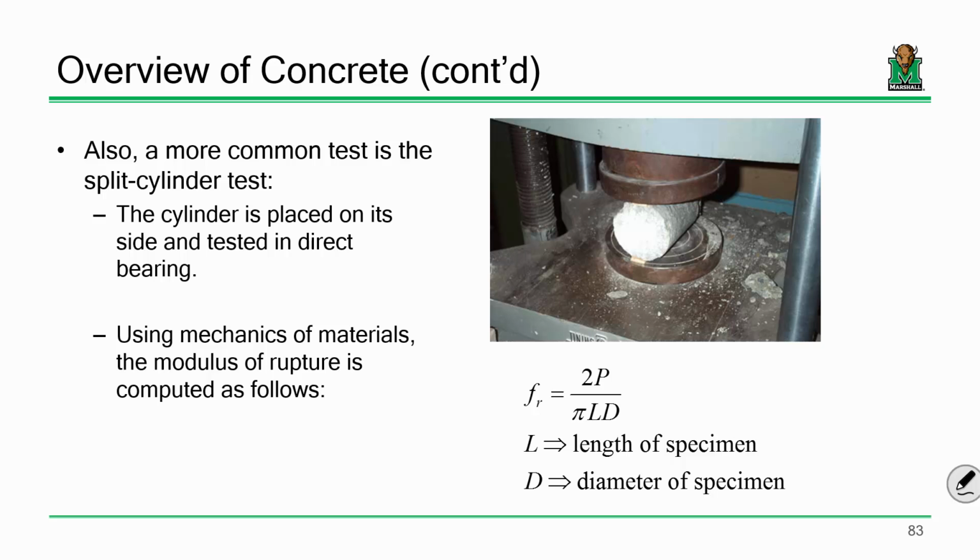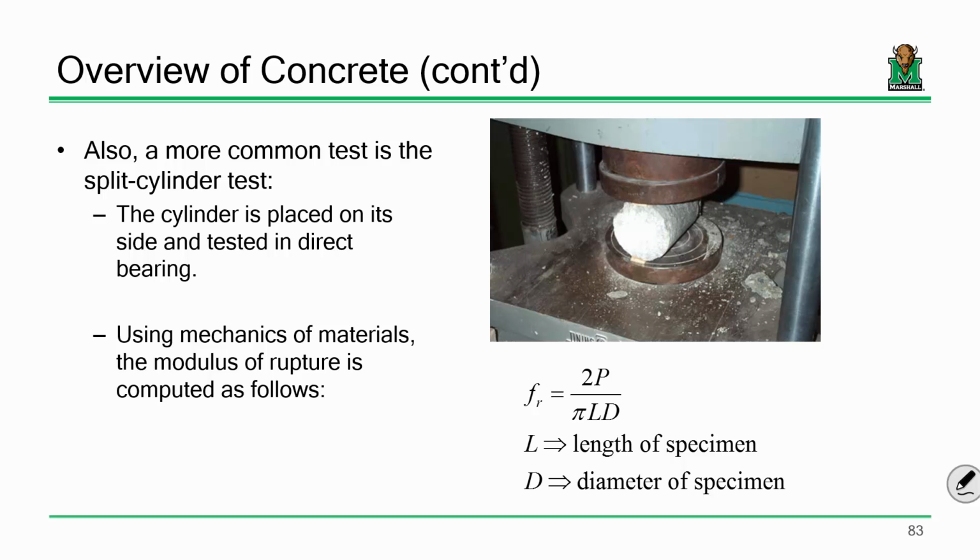Another way of doing it is the sideways cylinder test. Do you all do this test? You do the beam test. Okay, all right. There's two different ways to do it. This is the split cylinder test, where you basically take a cylinder, stick it on its side, and test it that way. And once it fails, you can calculate its modulus of rupture directly from that test data. That's one way of doing it, okay?